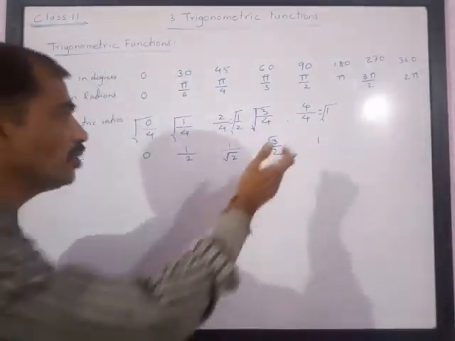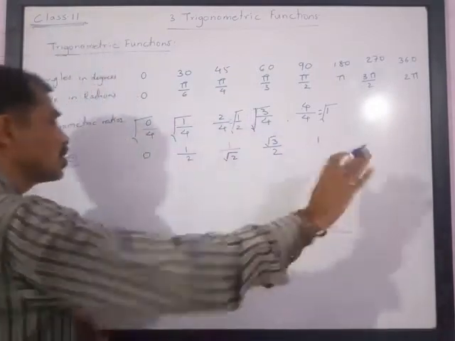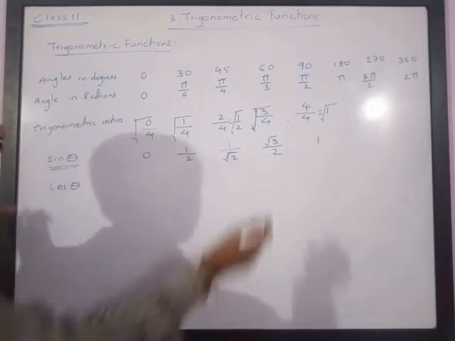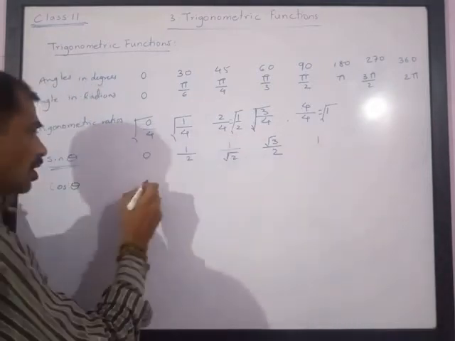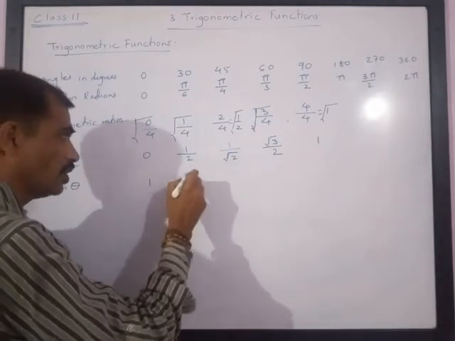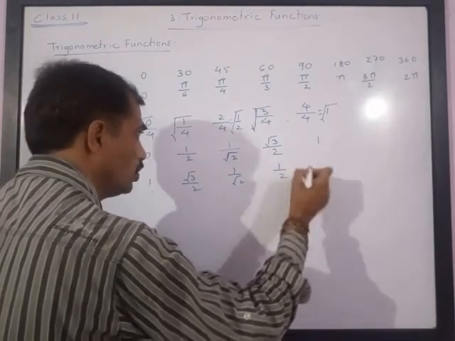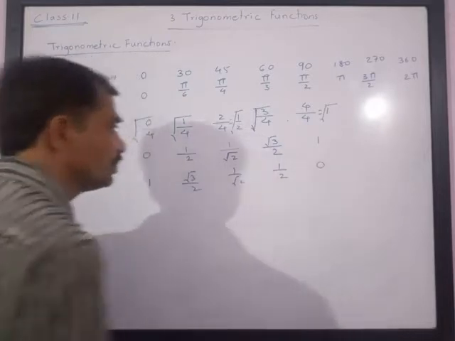Now see, if you write the same values in reverse order, you will get the cos ratios. So this is equal to cos theta. Cos theta, we are writing the same in reverse order. So this will be 1, then we have root 3 upon 2, then we have 1 upon root 2, then we have 1 upon 2, and lastly we have 0.